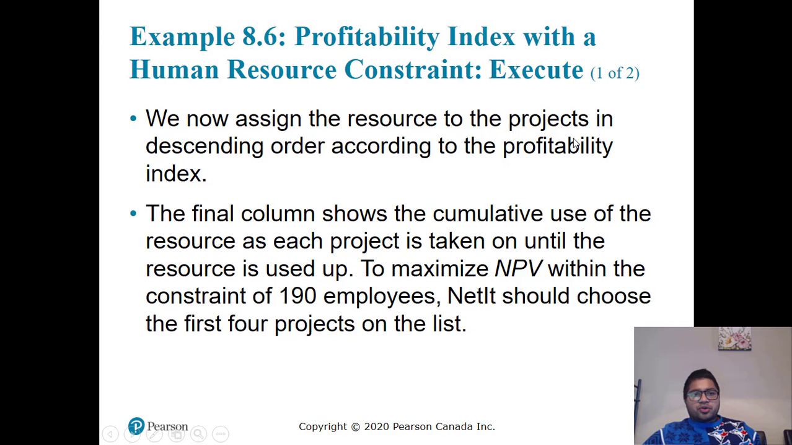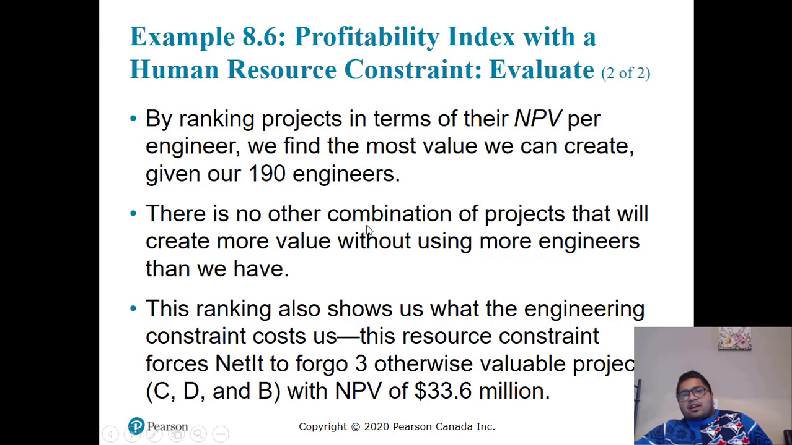We now assign the resources to the projects in descending order according to profitability index. The final column shows the cumulative use of resources as each project is taken on until the resource is used up. To maximize NPV within the constraint of 190 employees, Net IT should choose the first 4 projects on the list. By ranking projects in terms of NPV per engineer, we find the most value we can create given 190 engineers. There is no other combination of projects that will create more value without using more engineers. This ranking also gives us what the engineering constraint costs us. This resource constraint forces Net IT to forgo 3 projects with NPV of 33.6 million.